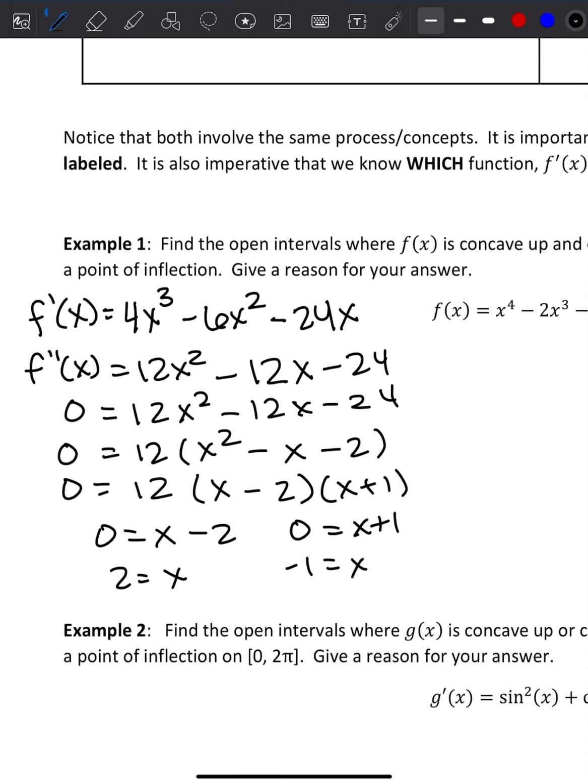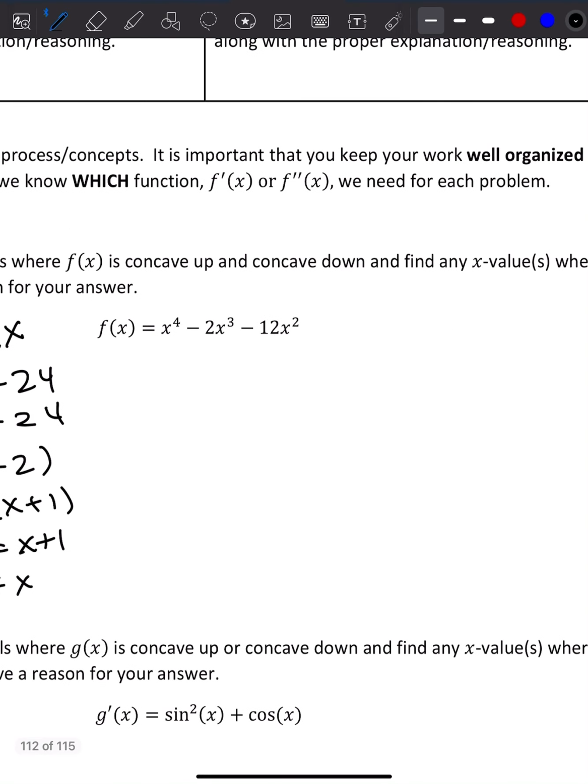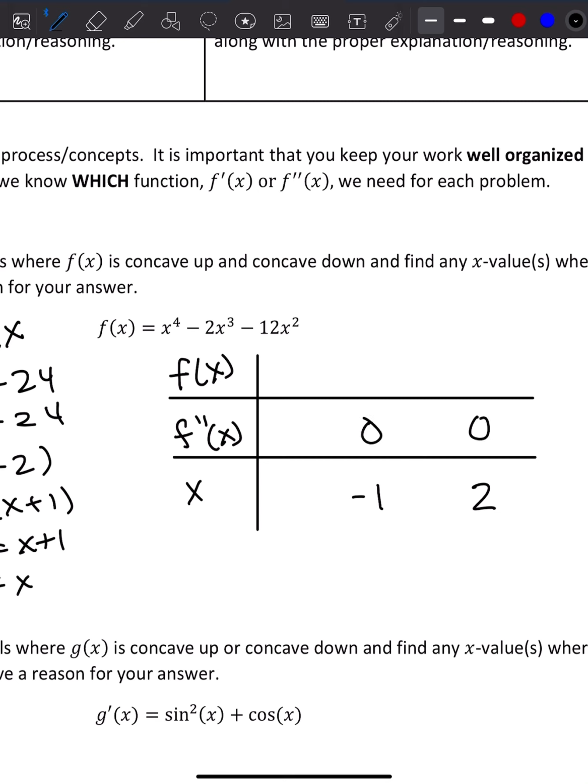So now all I need to do is check to see if the second derivative changes sign at those points. I also need to figure out when we're concave up and concave down. So very similarly to my other table, I'm going to have f of x, f double prime of x, and x. We need to list all of our possible points of inflection. We found those at 2 and negative 1. So negative 1 needs to be on here, 2 needs to be on here. When those happen, our second derivative is 0.